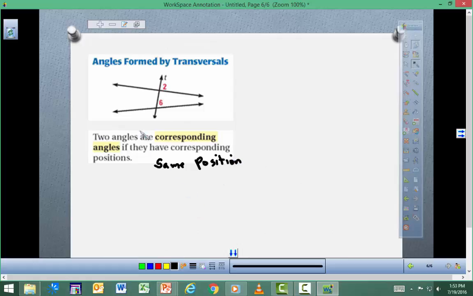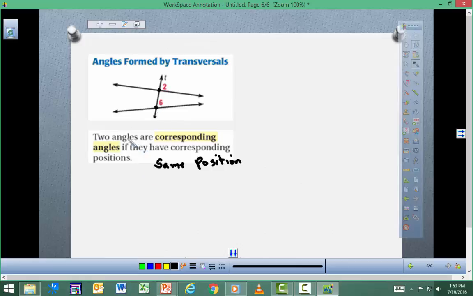Now here's the deal. When we talk about these 4 angles, there's a group of 4 angles down here, and there's a group of 4 angles down here. Now, these 4 special types of angles that we're going to talk about, we always take one angle from this group and one angle from this group.